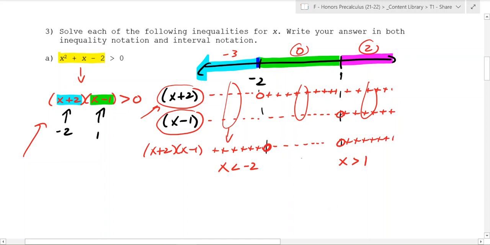It's going to happen in either space. When you graph this quadratic, it crosses at negative 2 and it crosses at 1. It looks like this right here. You can kind of see where it's going to be positive. It's positive here and here.